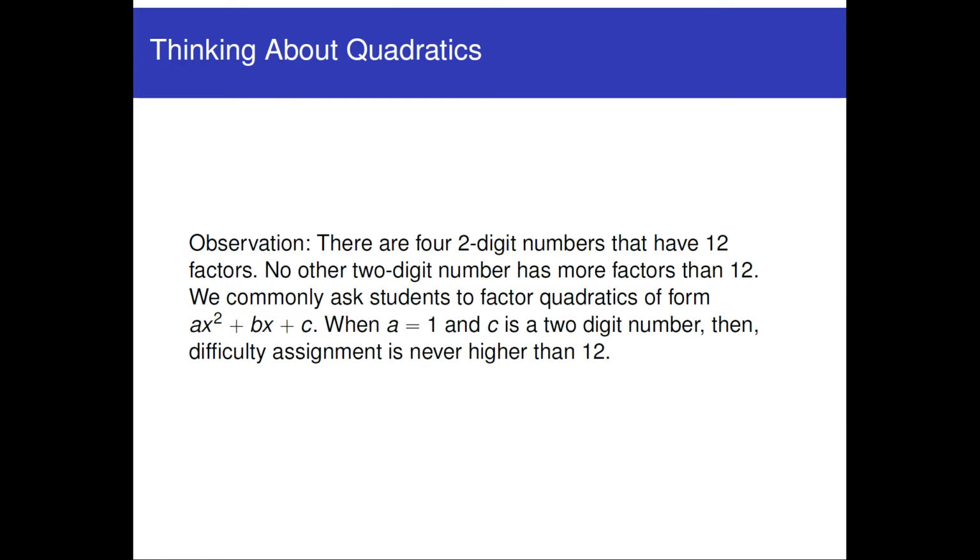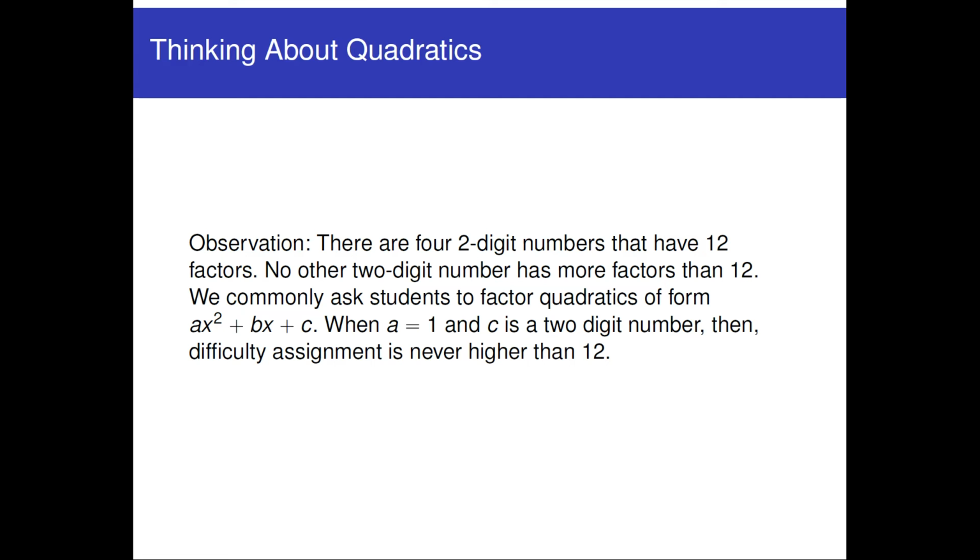So we commonly ask students to factor quadratics of the form ax squared plus bx plus c. When we restrict that to a equals 1 and c a two-digit number, then the difficulty assignment is never higher than 12, meaning the most you're going to have is six factor pairs, and if it's negative, two places to assign them. I thought that was kind of interesting.